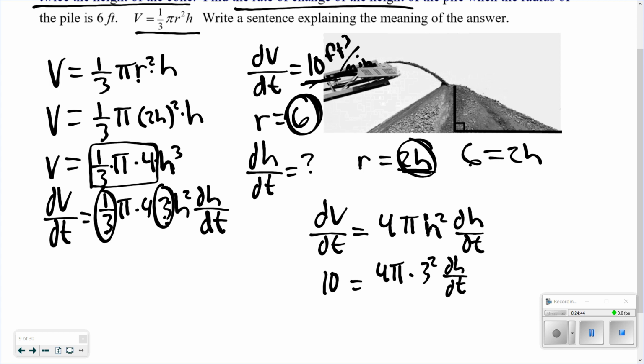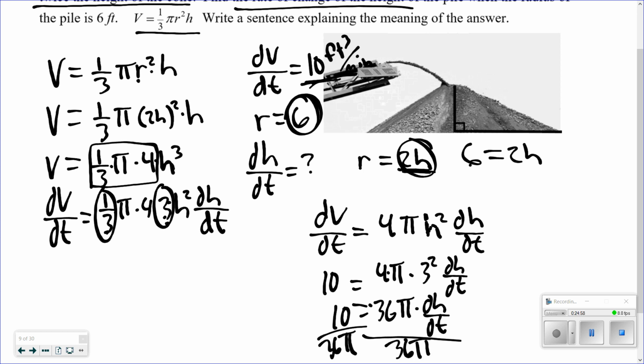We could simplify this side. I'd have 10 equals, I can do 4 times 3 squared. That's 4 times 9 is 36 pi. Divide by 36 pi. All right, so dh/dt is equal to 10 over 36 pi. I need a label there.